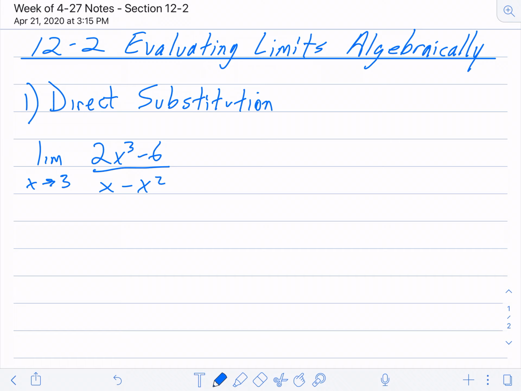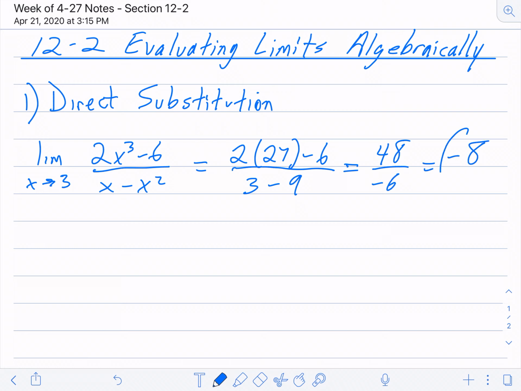So what could I do? I don't know if there's actually a value for this or not, but I can just plug in the value of 3 and see if it works out, because it might be a continuous graph at this point and I don't have to worry about it. When I plug that in, the limit is going to be equal to 2 times 3 to the third, which is 27, minus 6, over x, which is 3, minus x squared, 3 squared, which is 9. That means my numerator is 48, and my denominator will be negative 6. That evaluates to negative 8, and that is my limit.